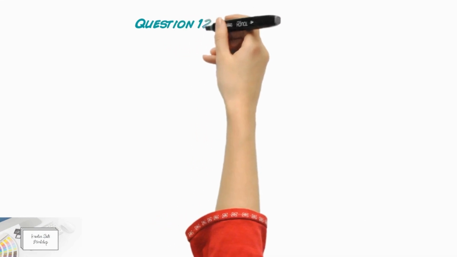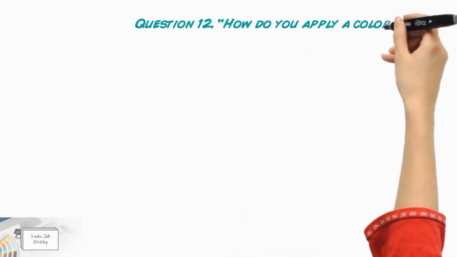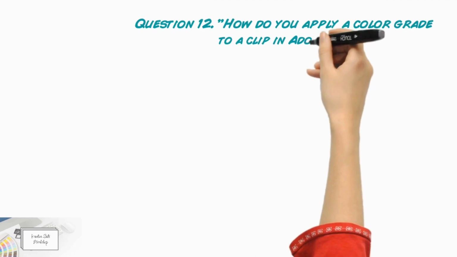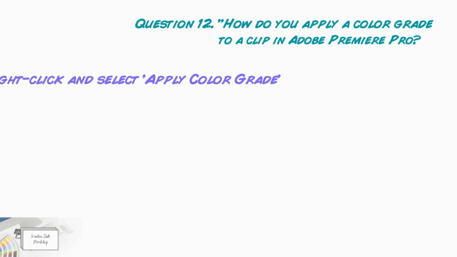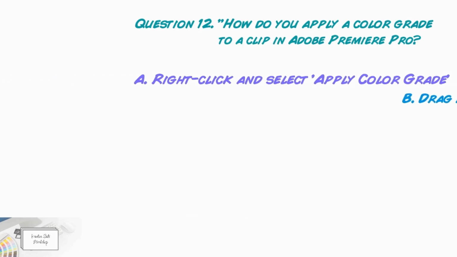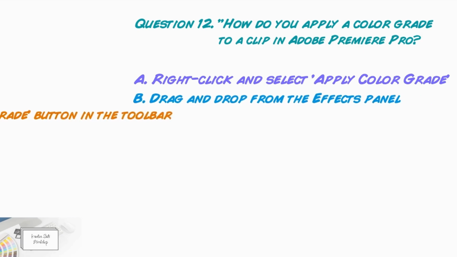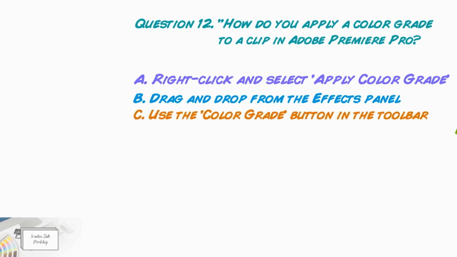Question 12. How do you apply a color grade to a clip in Adobe Premiere Pro? A. Right-click and select Apply Color Grade. B. Drag and drop from the Effects panel. C. Use the Color Grade button in the toolbar. D. Use the Lumetri color panel.